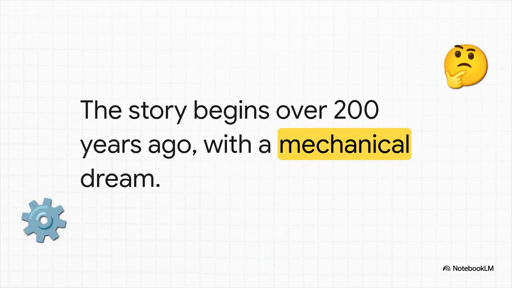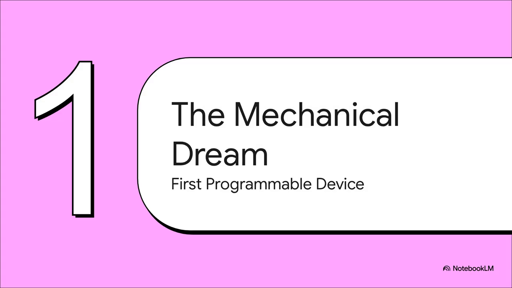No, you heard that right. The conceptual grandparent of your iPhone wasn't electric at all. It was this crazy complex machine made of gears and levers, dreamed up right in the middle of the Industrial Revolution. Okay, so let's dive into this mechanical dream and the, honestly, visionary inventor who was behind the whole thing.